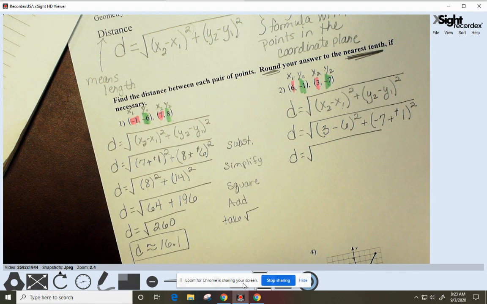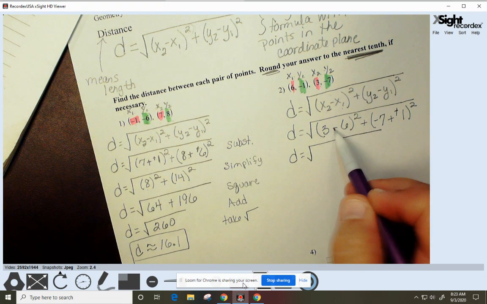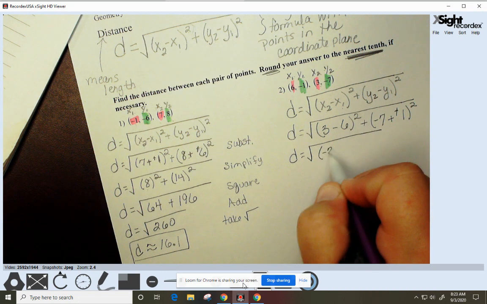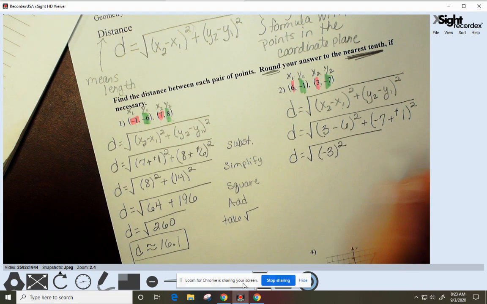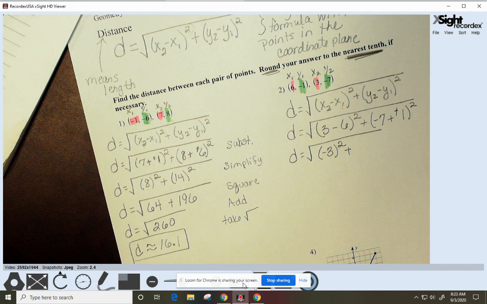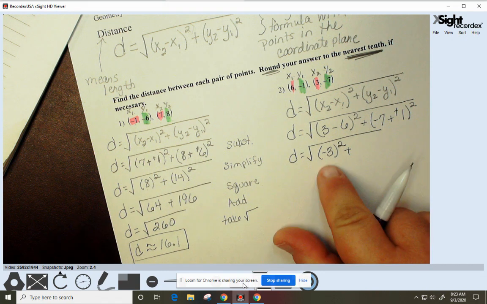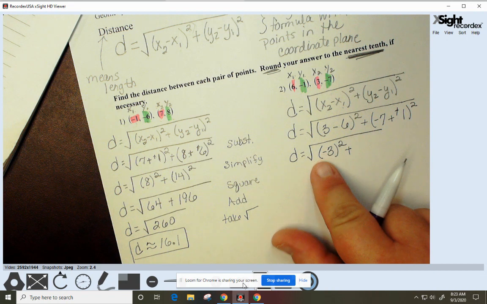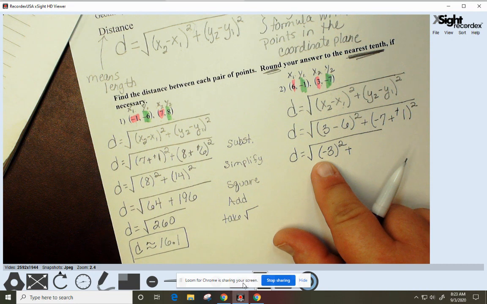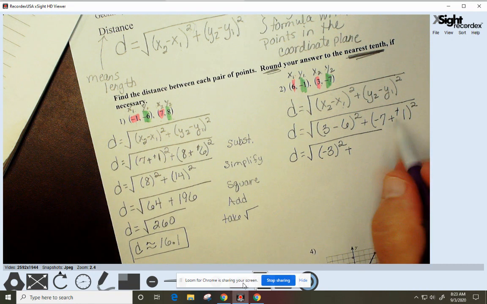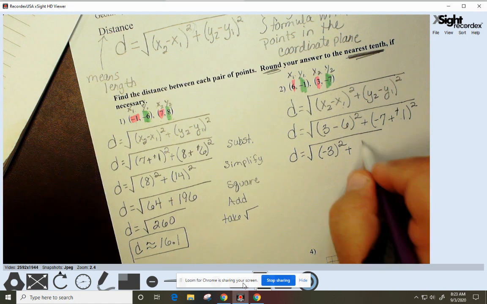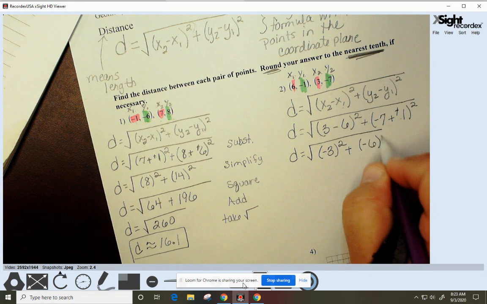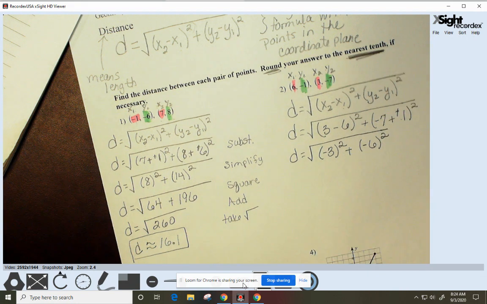Let's do a little simplifying. 3 minus 6 is a negative 3 squared. And notice again, I left it inside parentheses. When you square this 3, you have to take that negative sign with it. It's not just squaring the 3 and leaving the negative sign alone. You've got to take that negative sign with you. Negative 7 plus 1 is going to give me a negative 6 squared.